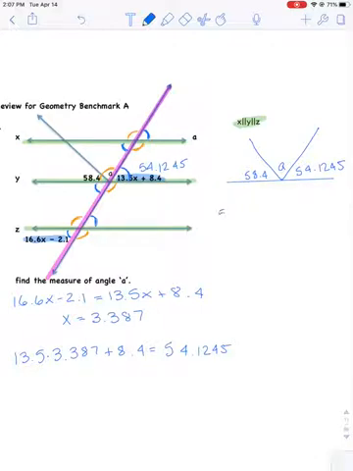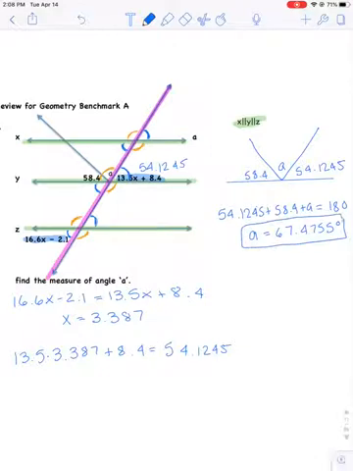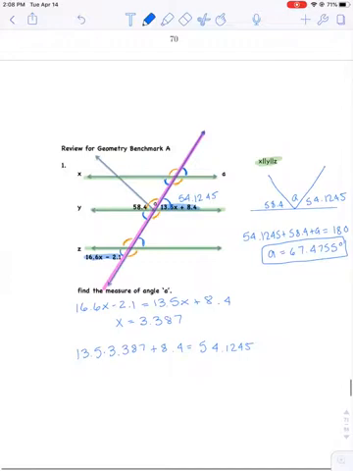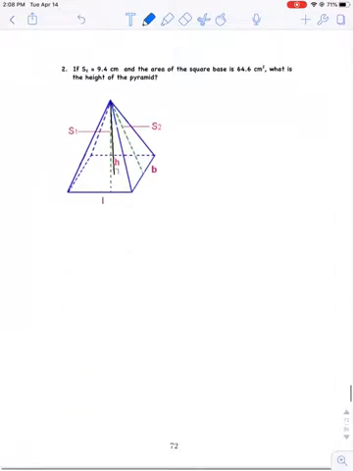So what I can do is set basically an equation up. 54.1245 plus 58.4 plus A equals 180. Do your algebra, show all your work, and you end up getting that A equals 67.4755 degrees. And it would have the degree symbol there because angle A is its own angle. All right, one down.